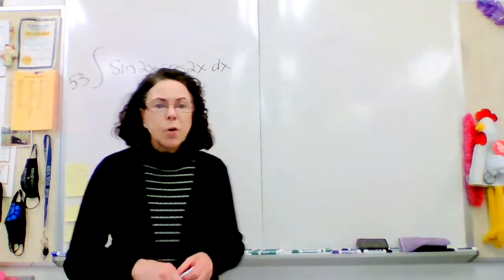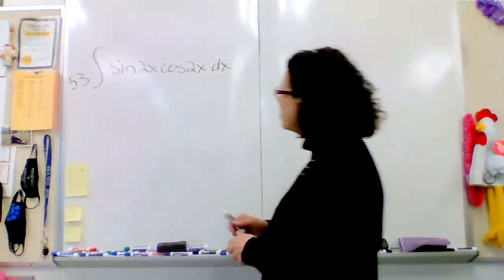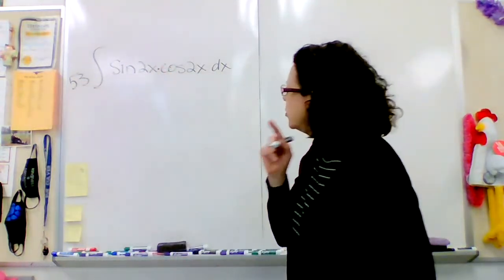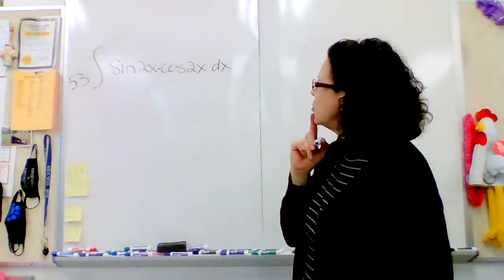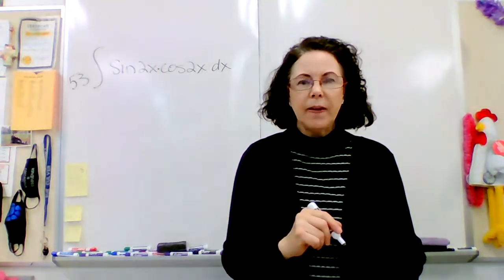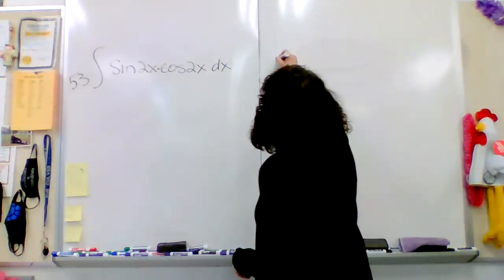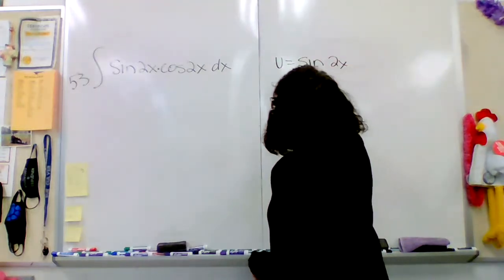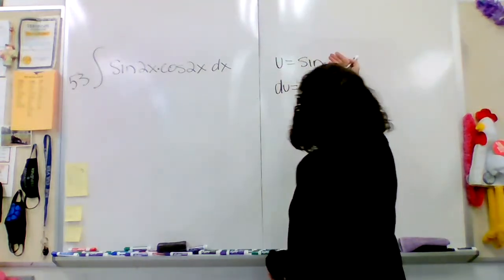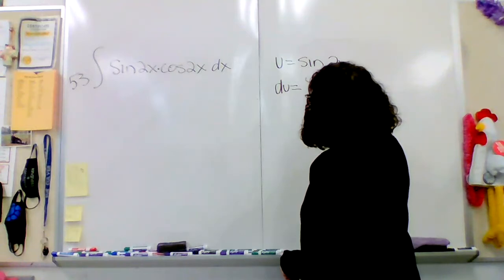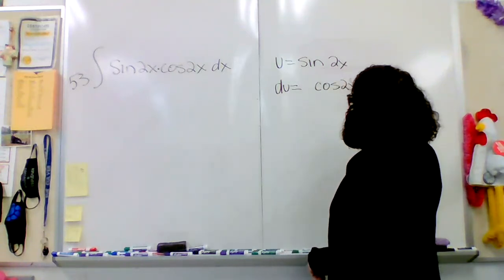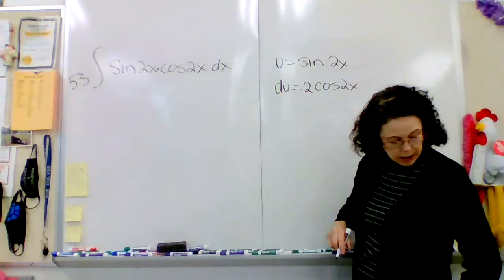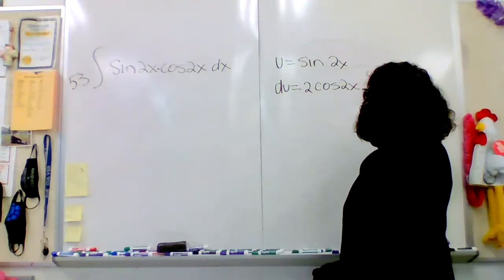Okay, so what I'm going to do here is I believe I see this product here. I could just make u 2x, but then du would be 2, and I think I have a lot more than that going on. So I think I'm going to make u sine of 2x. And my du then would be, the derivative of sine of anything is cosine of anything times the derivative of the inside function, which is 2, by the chain rule, dx.